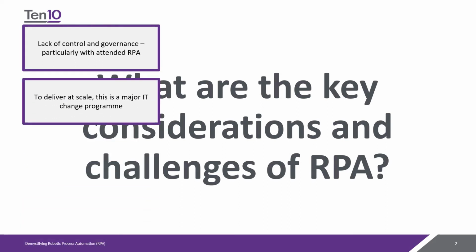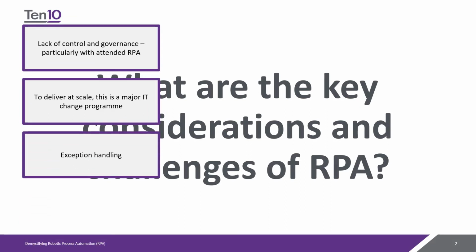When thinking about large processes at scale, RPA will be considered a major IT change program. Good exception handling needs to be built into all processes, something that can often be forgotten about if only the happy path is considered by stakeholders.